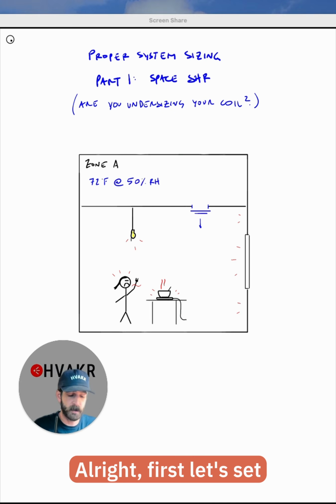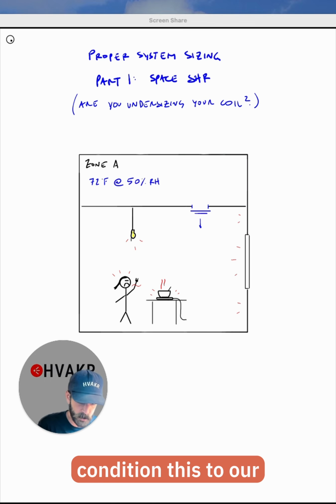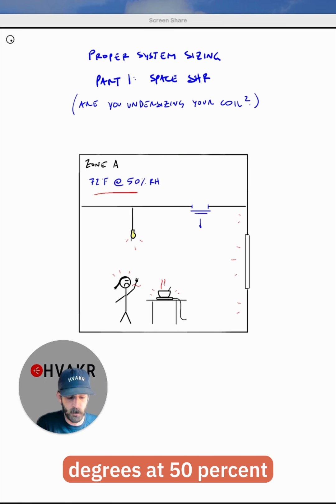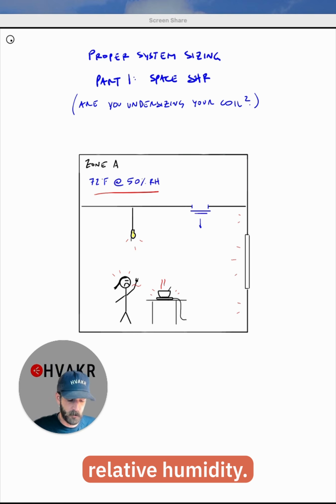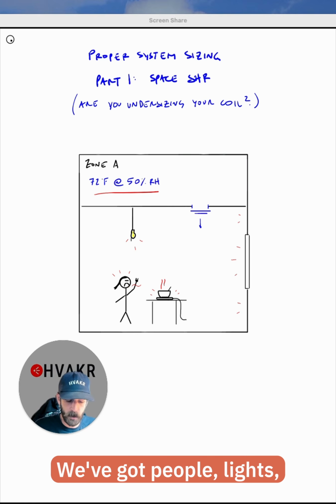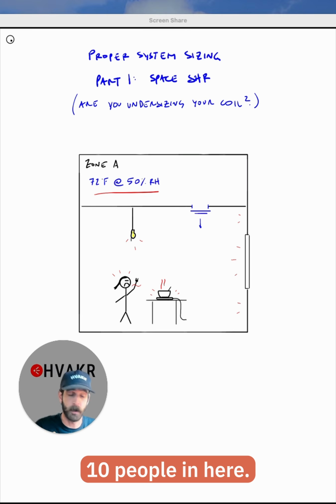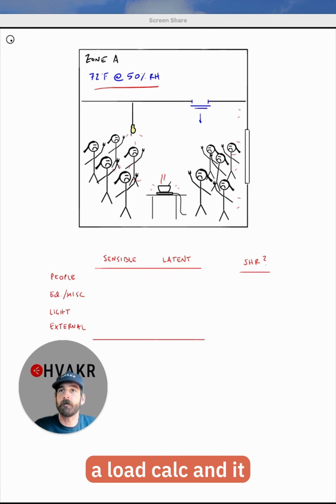All right, first let's set the stage for this example scenario. We've got a zone here, and we need to condition this to our target set point of 72 degrees at 50% relative humidity. Now, we've got a bunch of load in this space. We've got people, lights, equipment, sensible loads, latent loads, and exterior load here. So the first thing we're going to do is calculate this load, and let's pretend we've got 10 people in here. Boom, there we go. So you've done a load calc and it comes out like this.